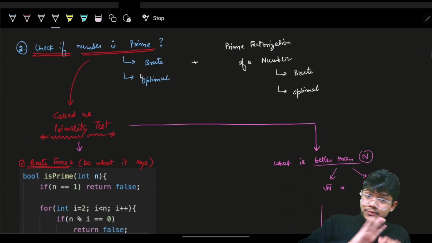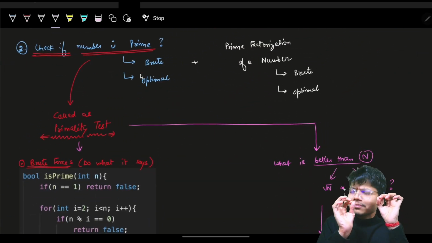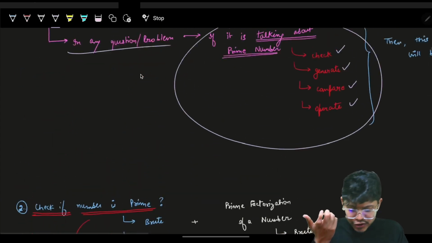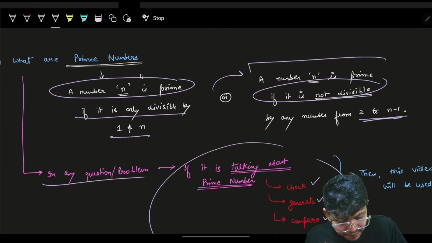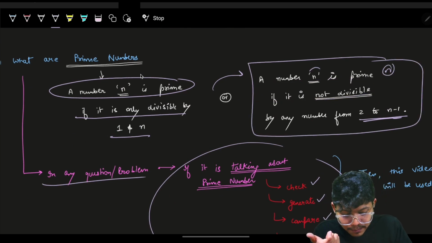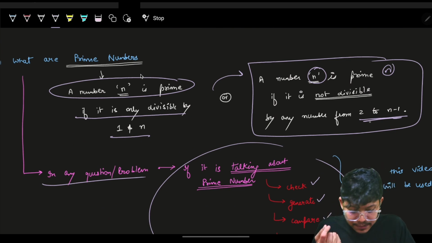Cool. So let's start with how to check if a number is prime or not. As we saw in the actual definition, we can simply take that number n, and it should not be divisible by any number from 2 to n minus 1.